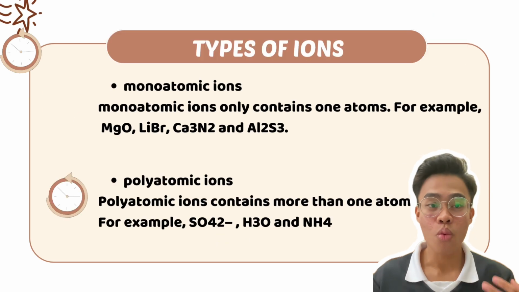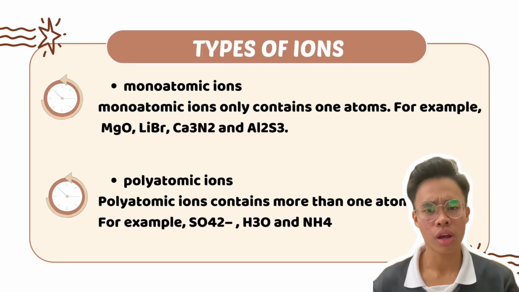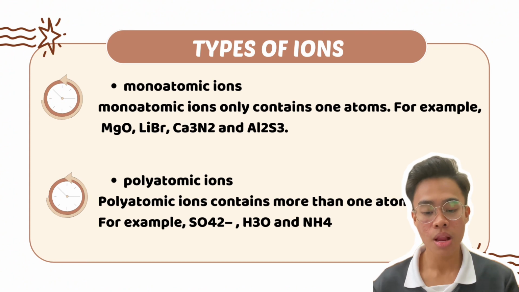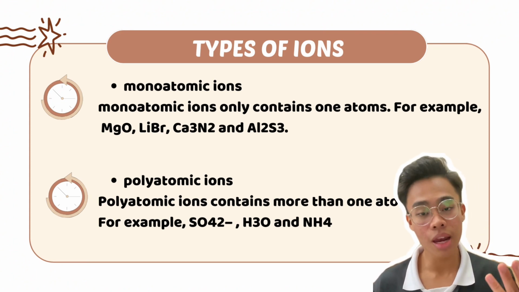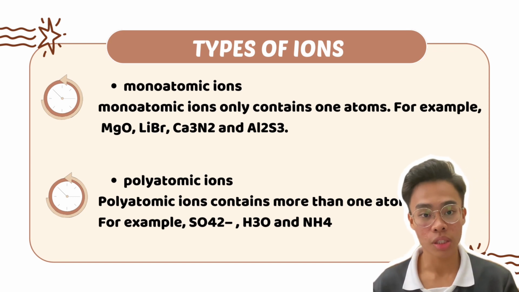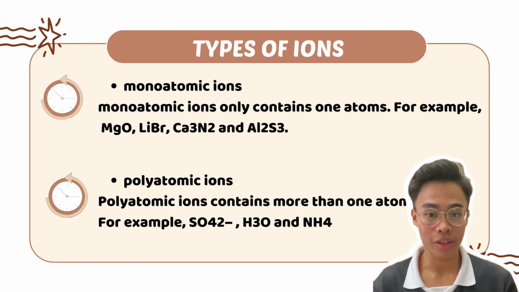On the other hand, we also have two more types of ion. First is monoatomic ion. What is monoatomic ion? Monoatomic ion only contains one atom. For example, magnesium oxide, lithium bromide, calcium nitride, and aluminium sulfide. Next, we also have polyatomic ion, which contains more than one atom. For example, sulfides, hydronium, and ammonium. That is another type of ion.